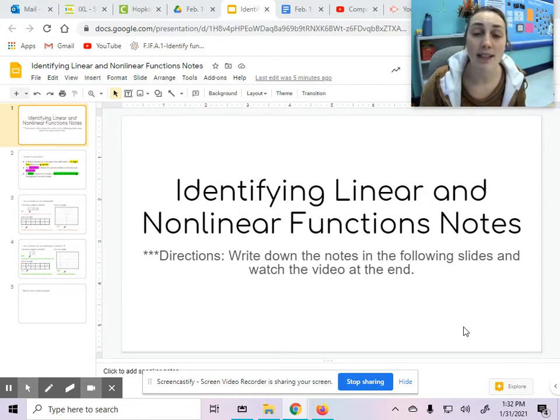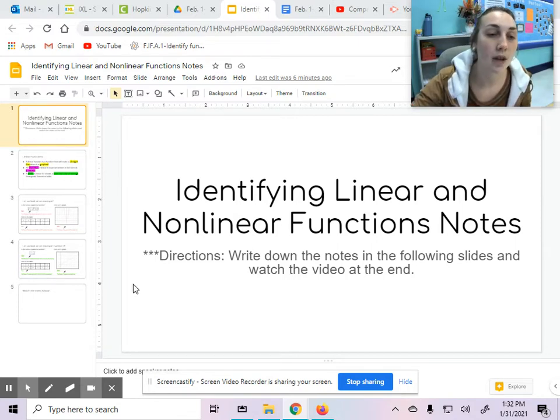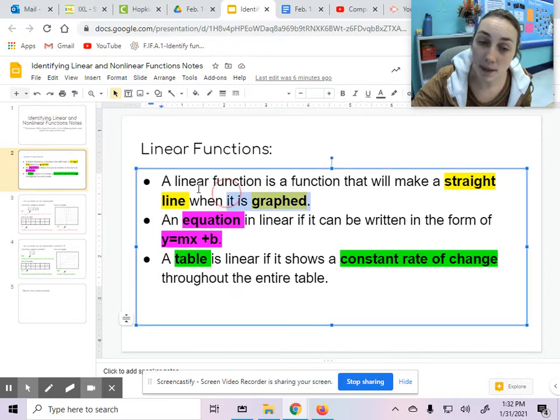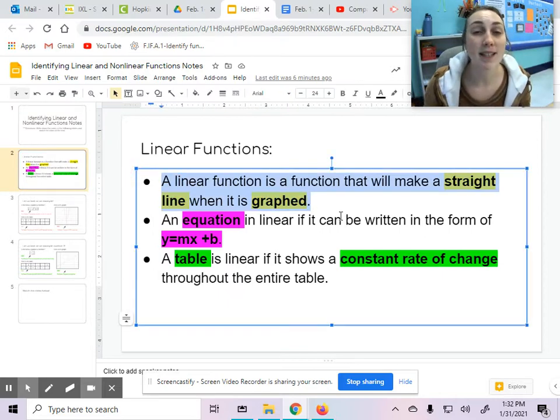But today we're talking about linear and nonlinear functions. They're still functions, it's just a subcategory of functions, so the requirements are a little bit more strict, and that's what we're going to talk about today. For a graph to be a linear function, all it has to be is a straight line, okay? If it's not a straight line, it's not going to be a linear function, okay?